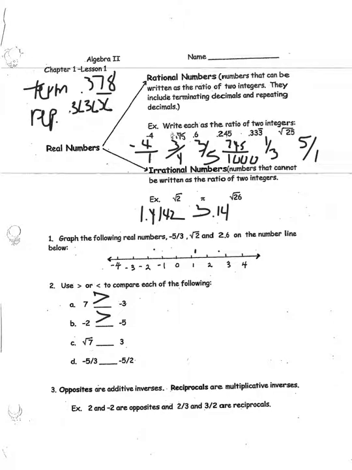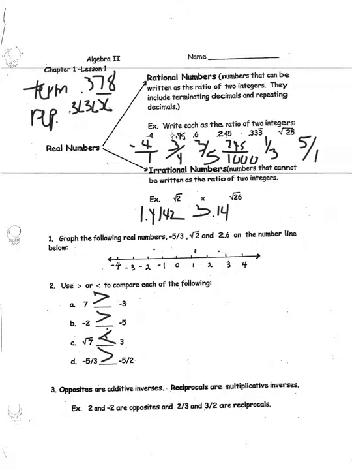The square root of 7. You know that the square root of 7 is less than the square root of 9, but larger than the square root of 4. So therefore this will be less than 3. The square root of 7 is approximately 2.6. And -5/3, which would be -1 and 2/3, versus -5/2, which would be -2 and a half. That tells me that -5/3 is greater.